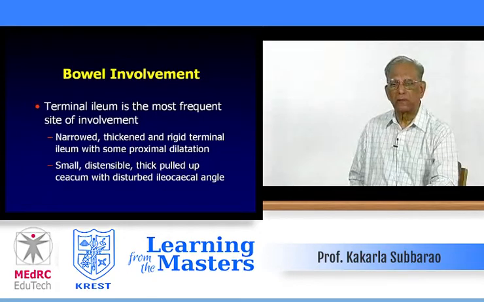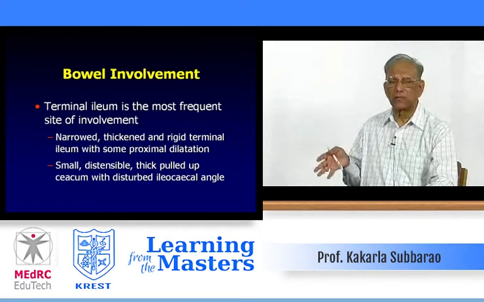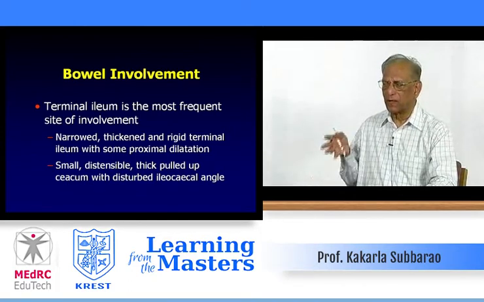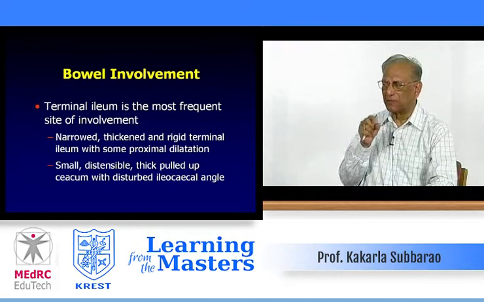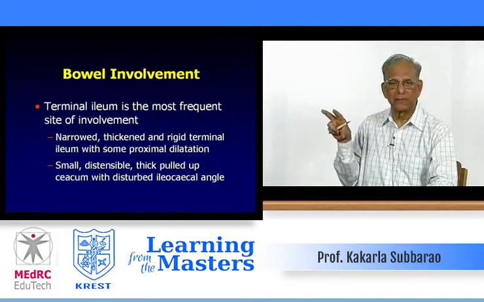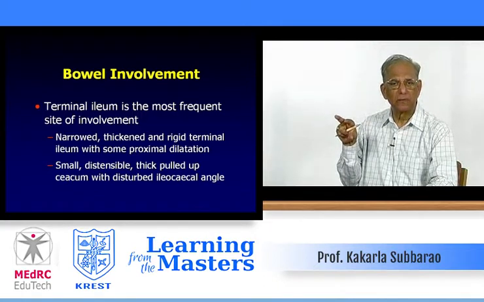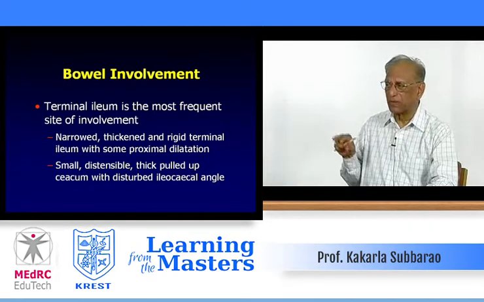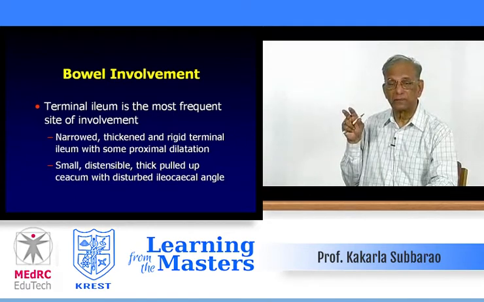Bowel involvement, common: terminal ileum is the most frequent site of involvement. Narrowed, thickened, and rigid terminal ileum with some proximal dilatation. Some means, depending upon the stricture or narrowing, may be marked dilatation, which may produce acute obstruction, or it may be slow dilatation and thickening. Small, distensible, thick, pulled up cecum. Non-distensible cecum, contracted, with a disturbed ileocecal angle.